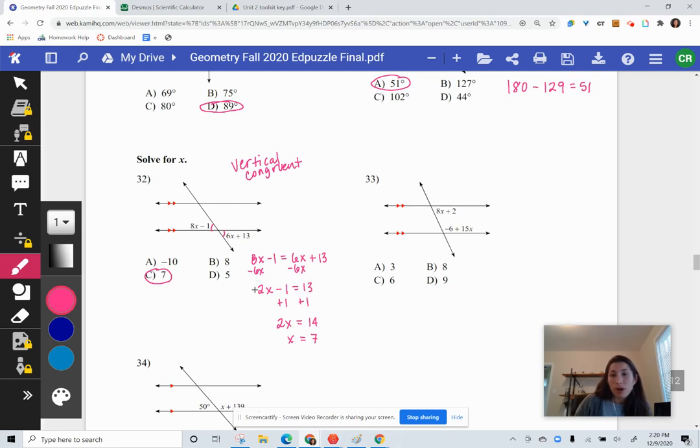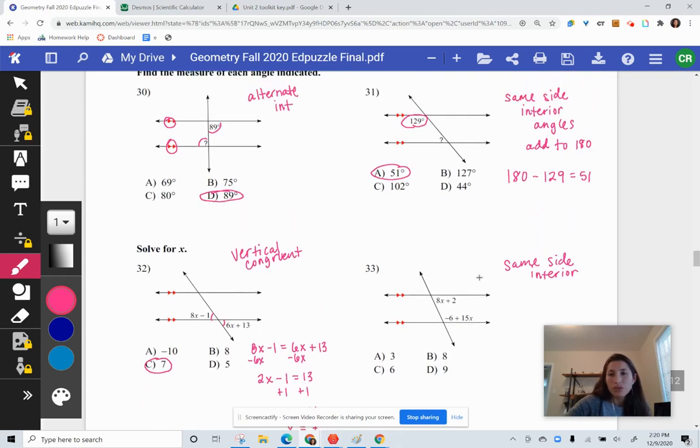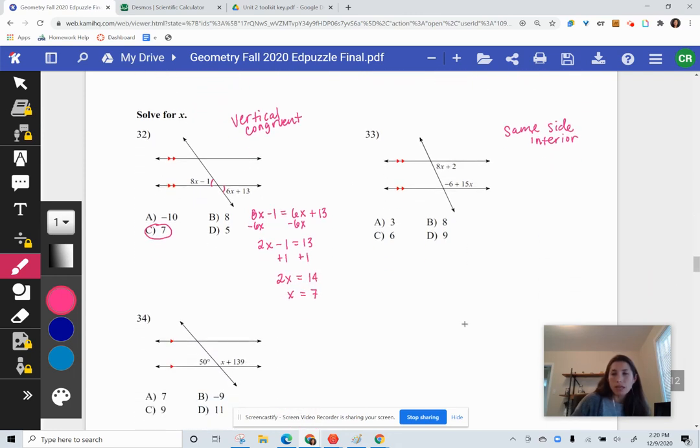Question 33, these angles are same side interior. Remember, we wrote up here that they add to 180, same side interior angles. So we're going to need to add these two things together and equal it to 180. So that means 8x plus 2 minus 6 plus 15x, and then we can equal it to 180.